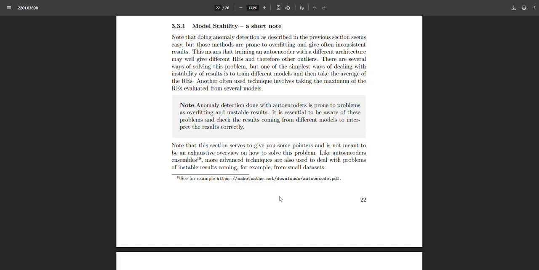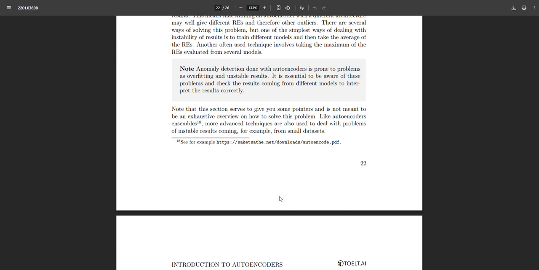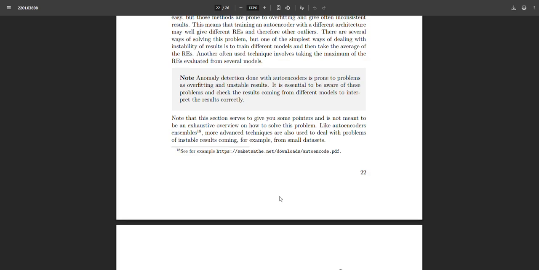The simplest way to deal with this instability is to use ensemble methods. Instead of relying on one model, you can train several autoencoders or several different models. Then either take the average of the reconstruction errors from all models or take the maximum of reconstruction errors evaluated from several models to make your final decision.